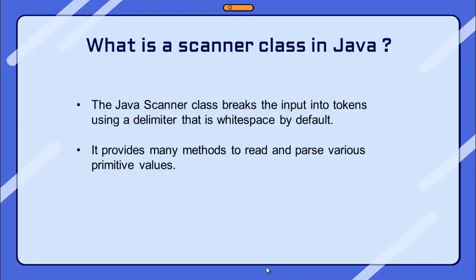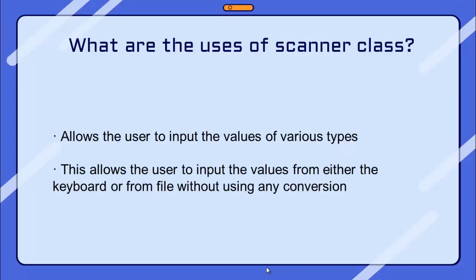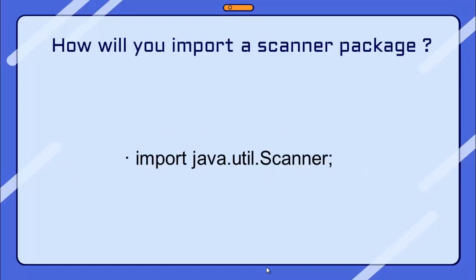Scanner classes. What is a scanner class in Java? The Java Scanner class breaks the input into tokens using a delimiter, that is white space by default. It provides many methods to read and parse various primitive values. What are the uses of scanner class? It allows the user to input data values of various types. This allows the user to input values from either the keyboard or from a file without using any conversion.